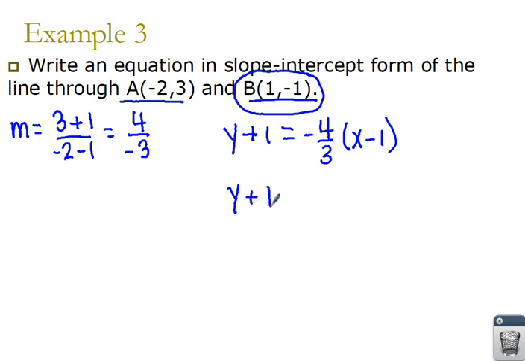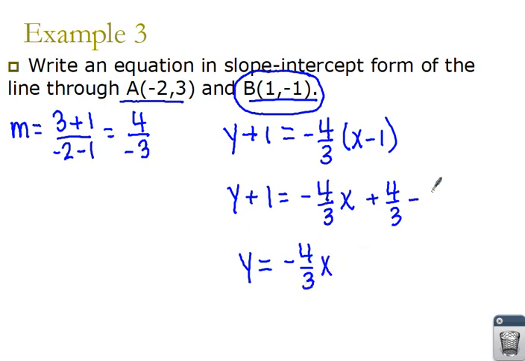So we distribute, and even though there's fractions, we don't care. We do the same process. Okay, that's why I picked the 1s, because it's easier to multiply by 1. And then subtract 1 from both sides. And when you subtract 1 over here, you're subtracting 3 over 3. So this becomes plus 1/3. Alright, and that's your slope-intercept form. Had you used point A in your point slope form, you'll come out with the same answer. It doesn't matter either way.